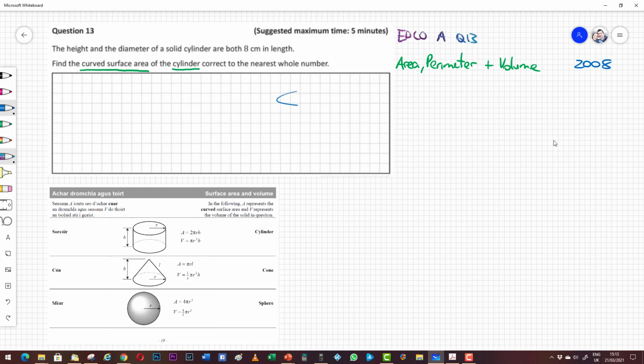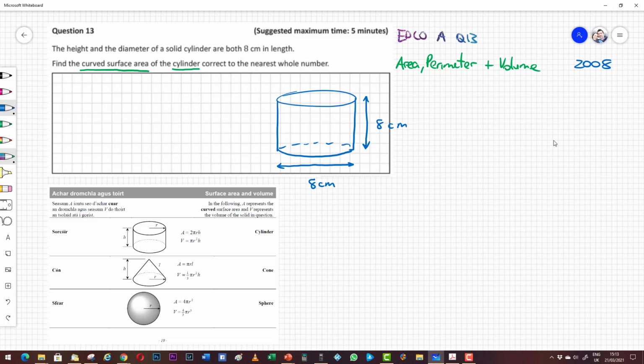So I'm going to start by drawing just a little sketch of a cylinder. What we're told in the question is the diameter, which is the distance from one endpoint of the circle across to another endpoint, that's 8 centimeters. And this is also the measure of the height. So the height is also 8 centimeters.